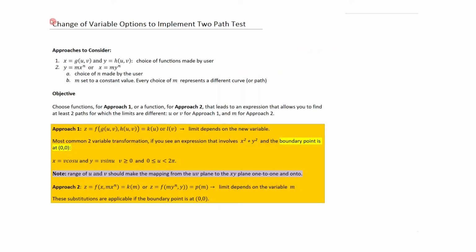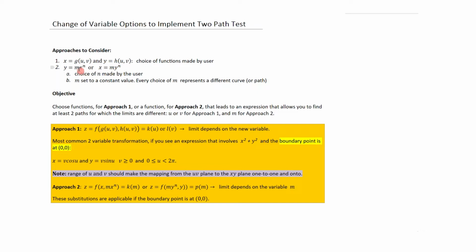All right, so let's consider the change of variable options to implement a two-path test. We're looking at 2 specific cases that we'll look at in this course. There are, of course, others as well. One of them is to change both x and y and make them functions of 2 new variables, u and v. Another option is to make y a function of x to some exponent n, with some sort of constant m.